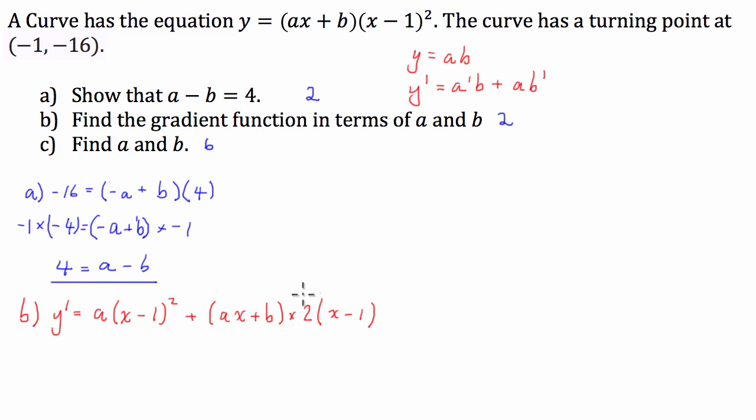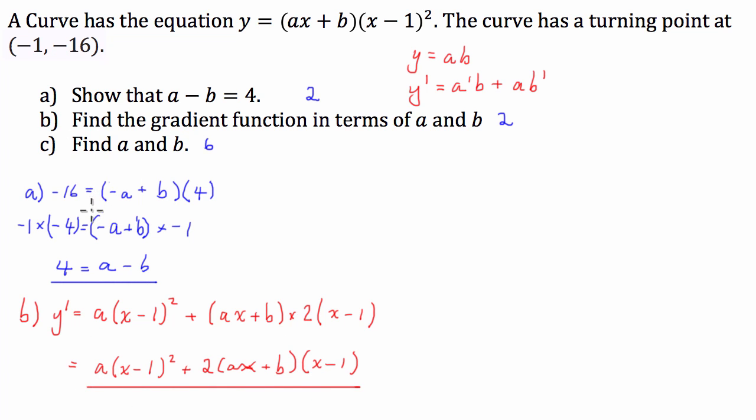You could clean it up a little bit. We can rewrite this as y prime equals a(x minus 1) squared plus 2(ax plus b)(x minus 1). And so that looks a little bit nicer, and that's the answer for part B. So you can see that these aren't that tricky, the first two parts. Now it says here, find a and b.